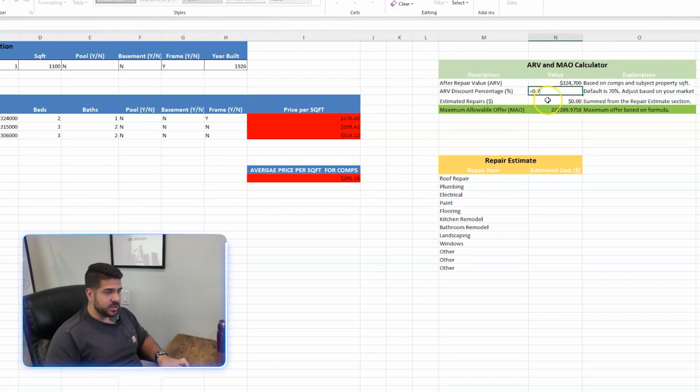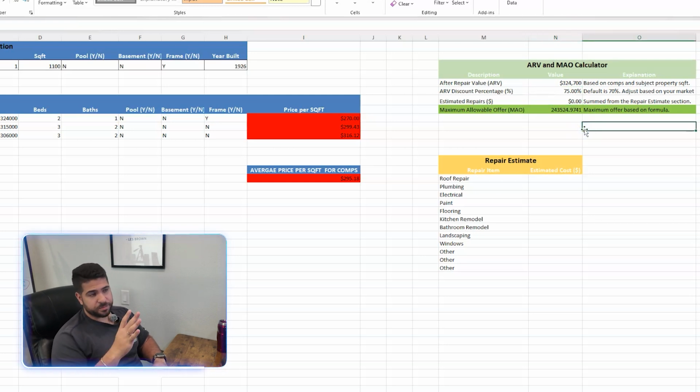So in very competitive markets, that 70% is higher. So like, let's say in Tampa, Florida, it's actually about 77 to 78 sometimes, depending on how good of an area it is, but let's just put 75%, right? If you're in a competitive market.